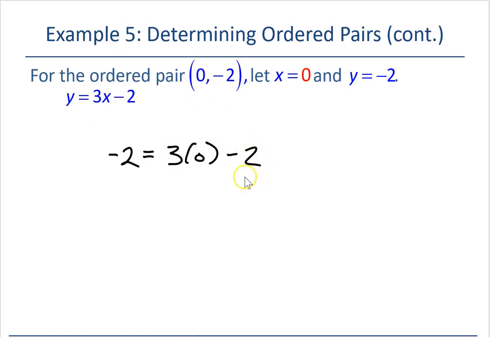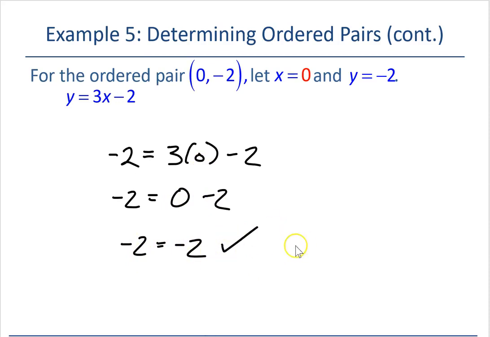And then I got minus 2. Well, negative 2 equals, 3 times 0 is always just 0, minus 2. Well, 0 minus 2 is negative 2, so negative 2 equals negative 2. This checks out. Those points do work to satisfy that. Now, had you done this and it didn't work out, then of course you have something that's not a point on that line. Okay? Let me show you what I mean.